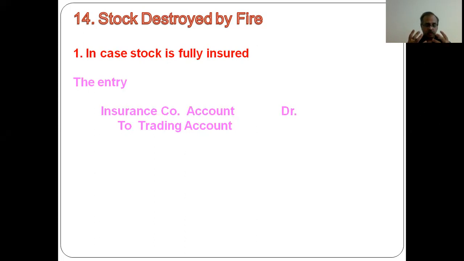Because in order to charge the actual material consumed, whatever goods destroyed by fire will be deducted, just like closing stock. We discussed material consumed is equal to opening stock plus purchases minus closing stock. But in case of any abnormality like stock destroyed by fire, that amount also will be deducted to show the actual consumption of material. So that is why the actual amount of stock destroyed by fire will be shown on the credit side of the trading account. In all cases, whether stock is insured or not insured, fully insured or partly insured, it will be shown on the credit side of the trading account, to show the actual material consumption.